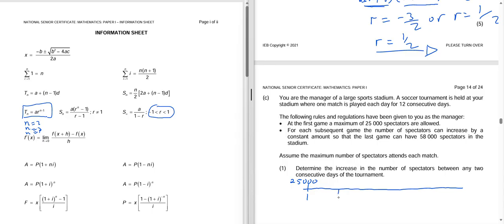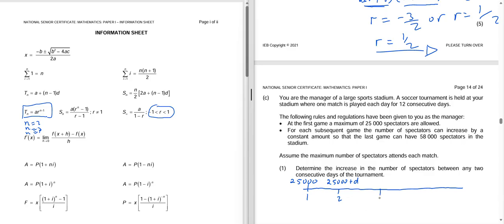Now what happens at time 2? For each subsequent game, the number of spectators can increase by a constant amount. But do we know it? We don't know it, so let's give it any random name. Let's say the difference, so we will call it D. For the next game, it's going to increase by D, or we could have said X or any letter. So we are going to say 25,000 plus that number that we don't know.